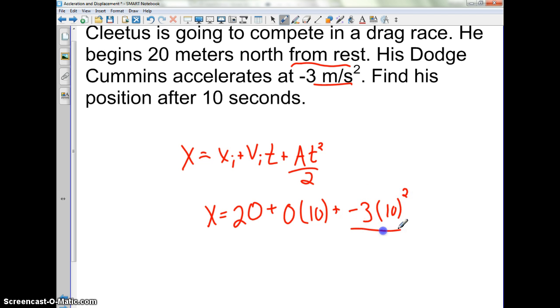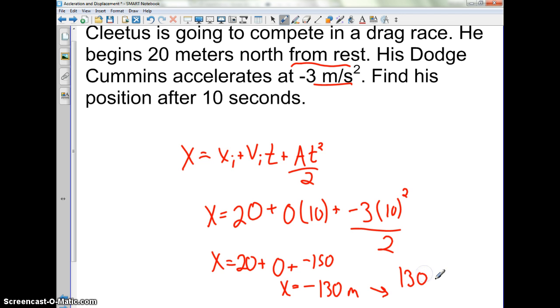Now you need to make sure you do your order of operations correctly. You must square before you do anything else. So just going across here, x is equal to 20 plus 0 times 10 is just 0 plus 10 squared is 100 times negative 3 is negative 300 divided by 2 is negative 150. And so x is equal to 20 plus negative 150 is negative 130 meters. Or in other words, he's 130 meters south.